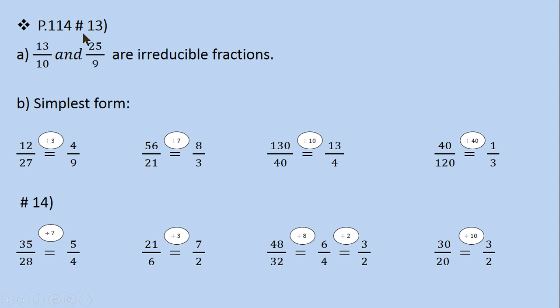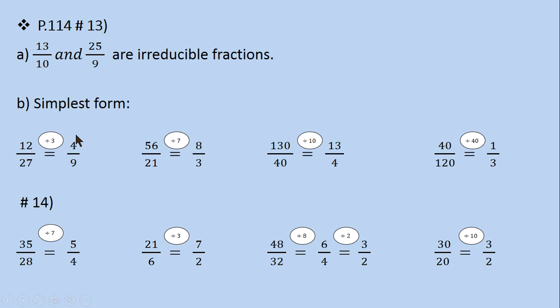Page 114, number 13. They are asking us here to find the irreducible fractions. To find the irreducible fractions means that we want to find the fractions that are in the simplest form, that cannot be divided anymore. 13 over 10 and 25 over 9 are the fractions that are irreducible, cannot be divided anymore. Remember, to divide means we divide a numerator and denominator by the same number. It also means that these two fractions, 13 over 10 and 25 over 9, the numbers 25 and 9, 13 and 10, are relatively prime.